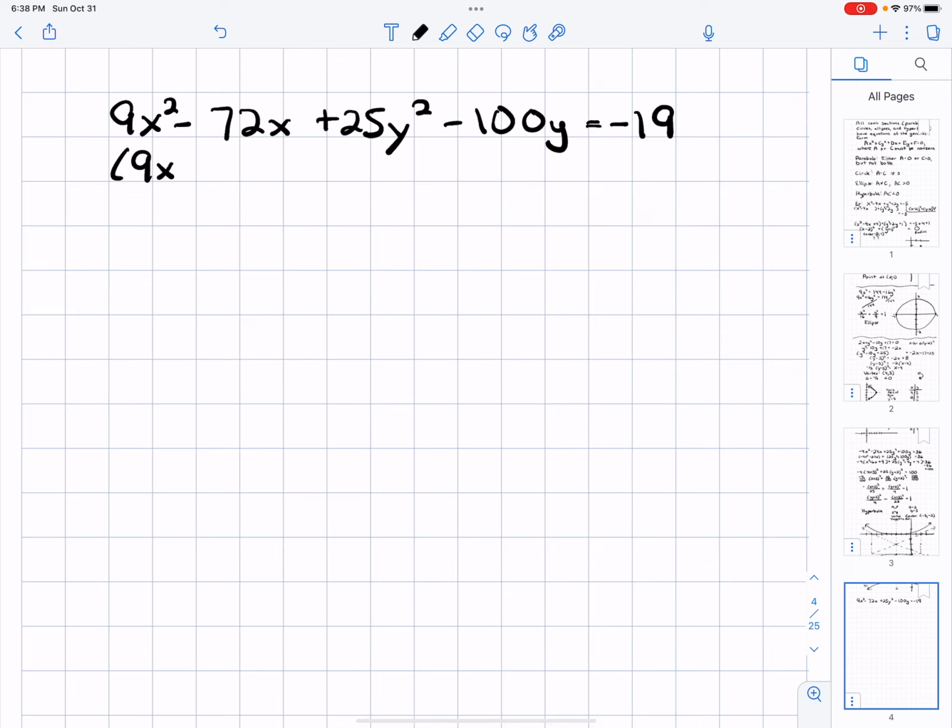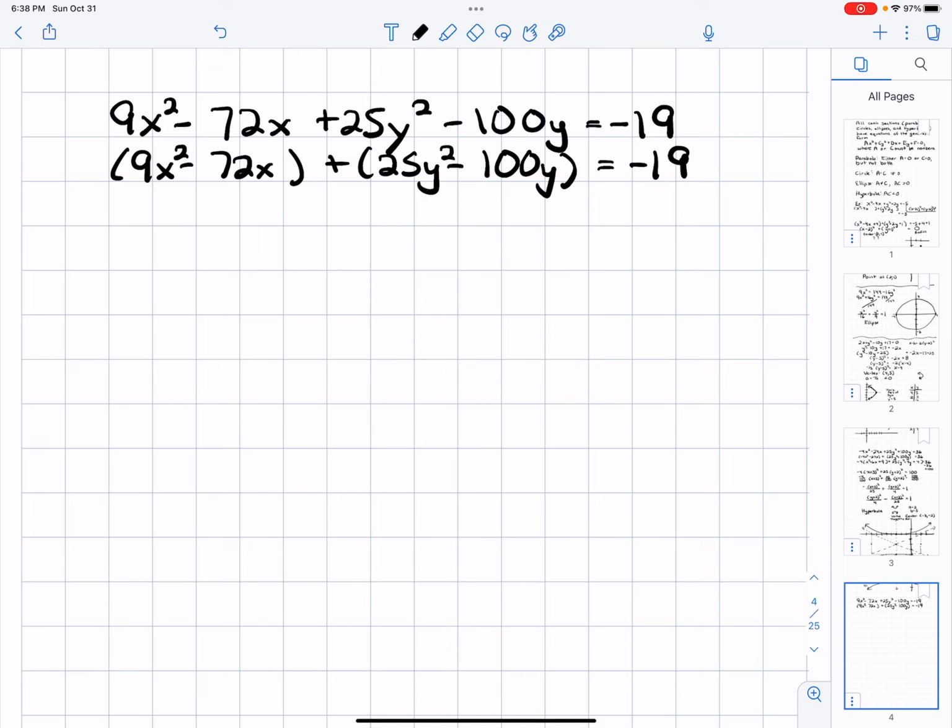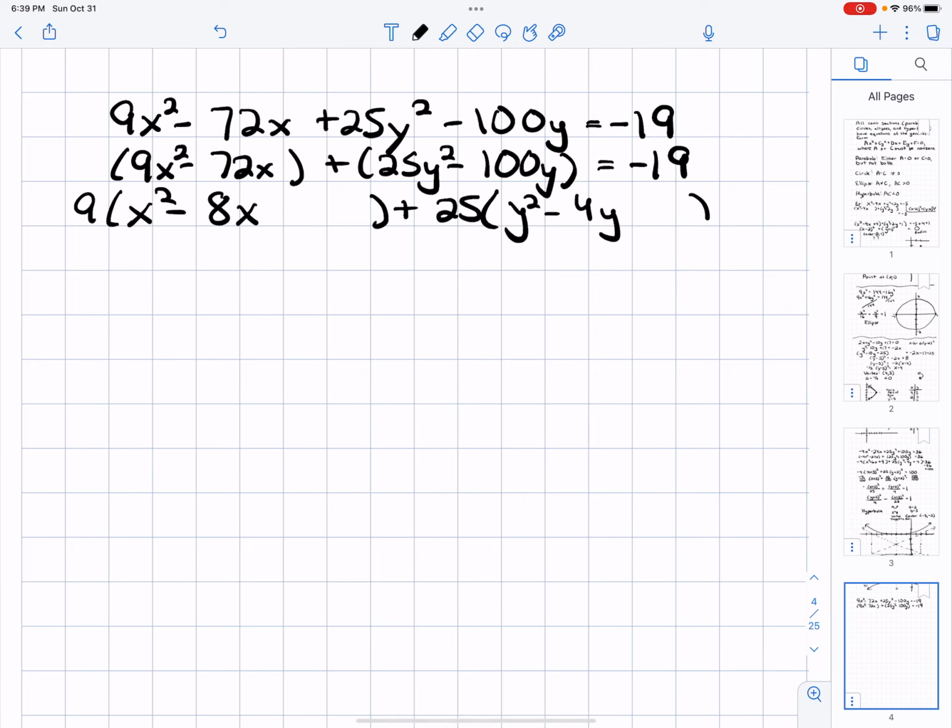So 9x squared minus 72x, we'll group that together. And 25y squared minus 100y, we'll group that together. And I know it equals negative 19 right now, but remember, as we complete the square, we'll add stuff over there that'll probably change that value. Okay, let's factor out a 9 from the x's and leave ourselves a little room. And let's factor 25 from the y's, and again leave ourselves a little room. That still equals negative 19.